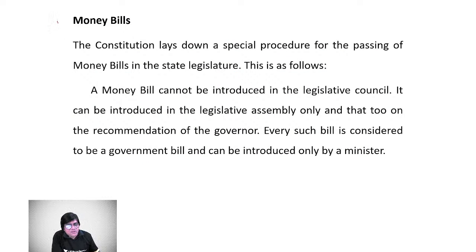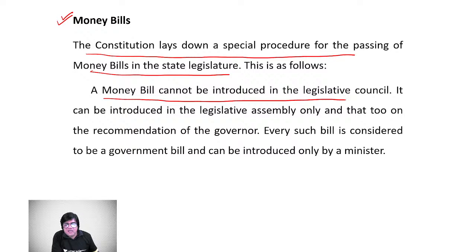So, as far as money bills are concerned, the Constitution lays down a special procedure, as we all know, for passing money bills in the state legislature. We have just seen these articles. A money bill cannot be introduced, first of all, in the council. It can be introduced only in the legislative assembly, and that too on the recommendation of the governor concerned.